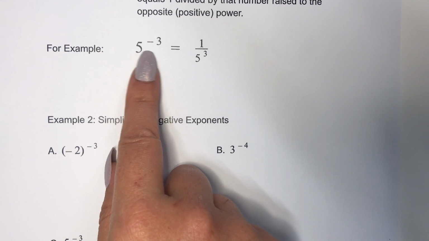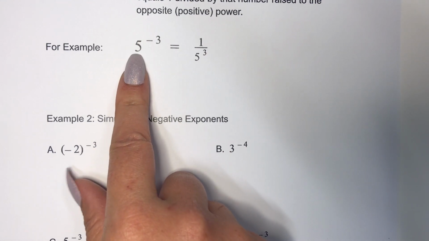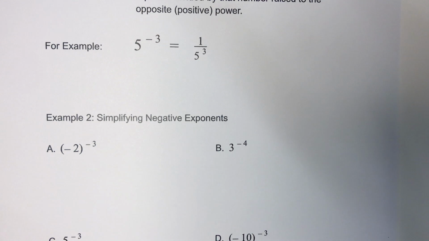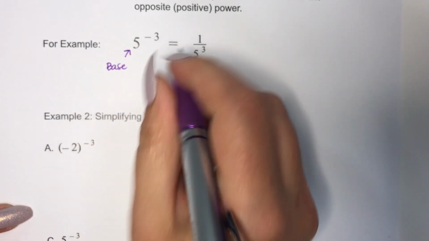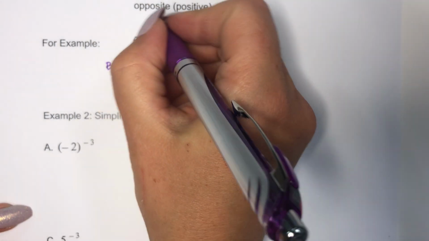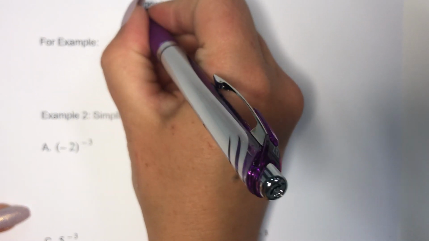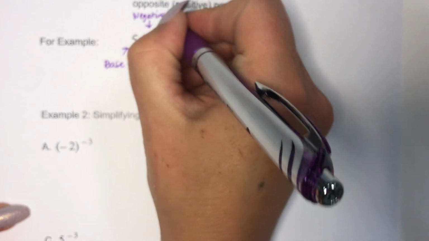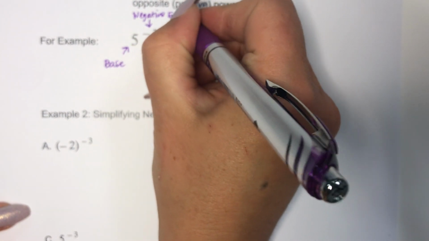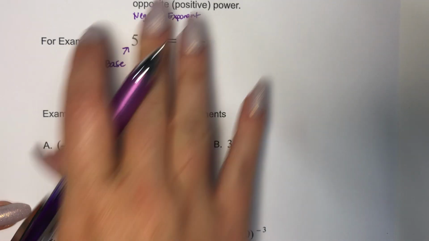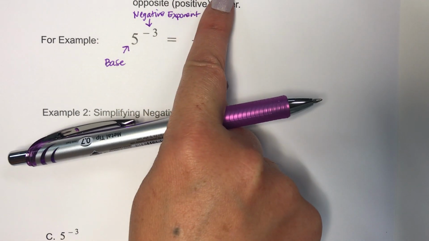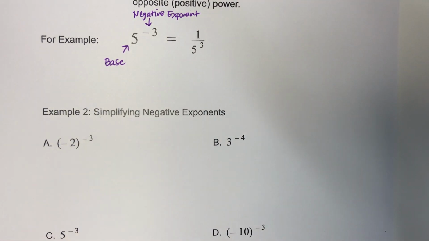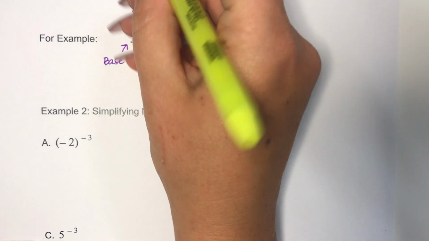Before we do that, let's look at this example. For this example right here, we have 5, and this is our base. And look here, raised to the negative third power, that is our negative exponent. So let's see what this says about this negative exponent. It says any non-zero number raised to a negative power, that would be this right here.